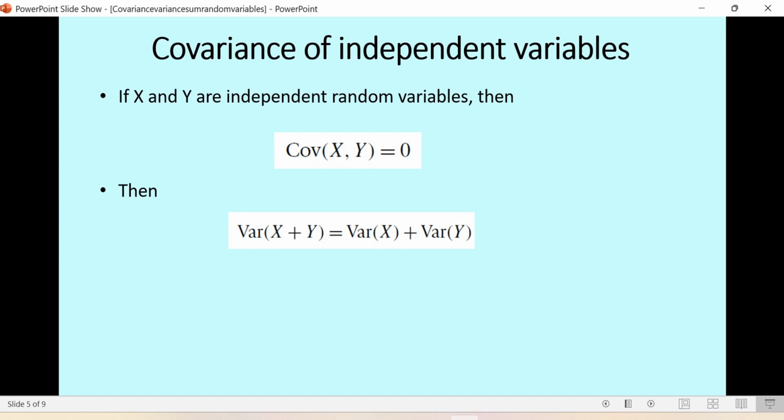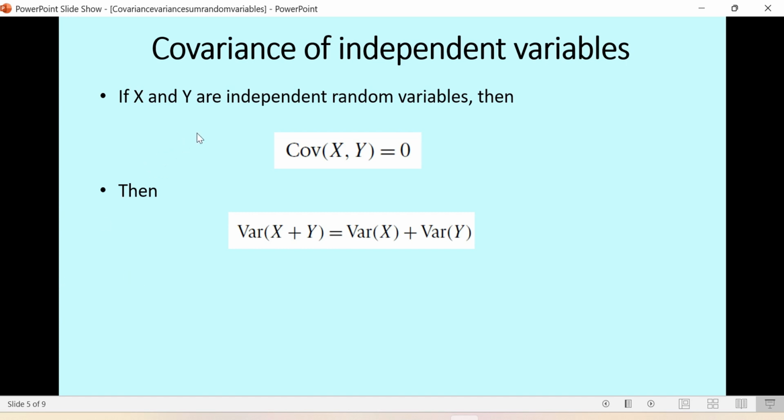If X and Y are independent, the covariance between them equals 0. But this only goes one way. If the covariance between X and Y is 0, we cannot necessarily conclude that X and Y are independent, because covariance only measures the linear relationship between the two random variables. For example, if X and Y have a second power relationship, such as X equals Y squared, then their covariance is 0, but they are not independent, right?